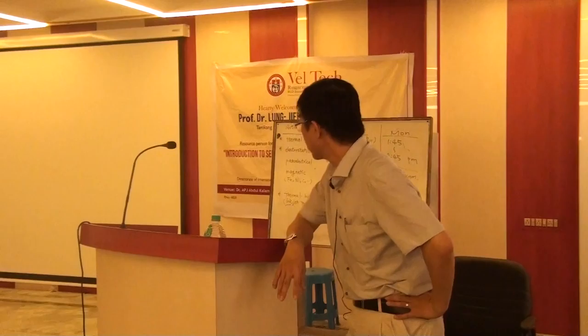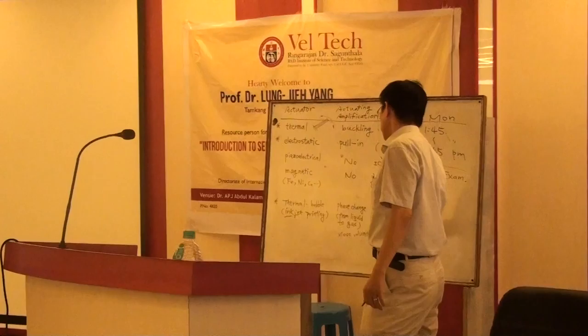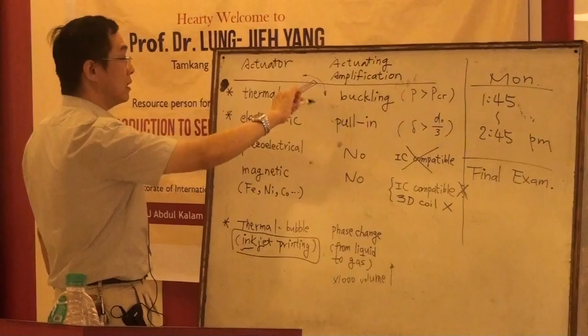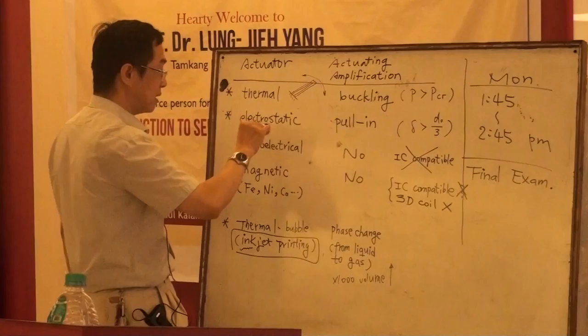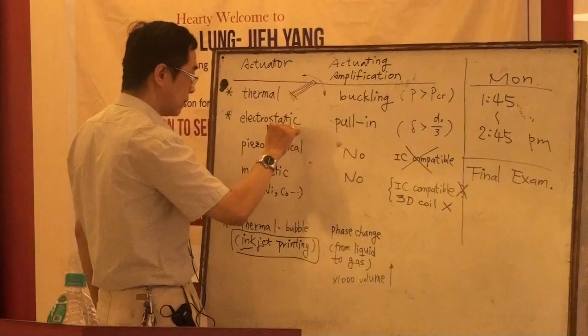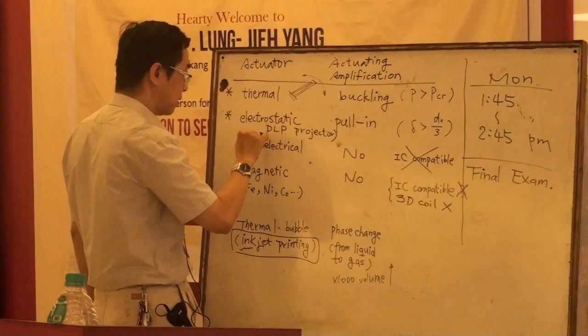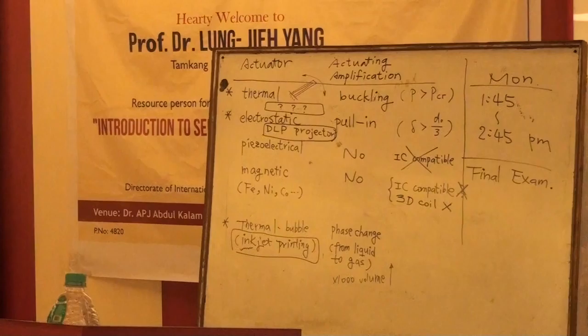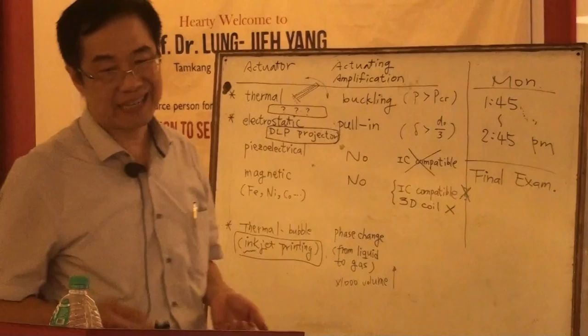So here you actually have some commercialization. This is the printer, right? It's an inkjet printer, realized. Thermal buckle is not yet realized, but electrostatic pulling is realized in the DLP projector. This one may be under study. We can know only several mechanisms are of value for you to study in detail for application.